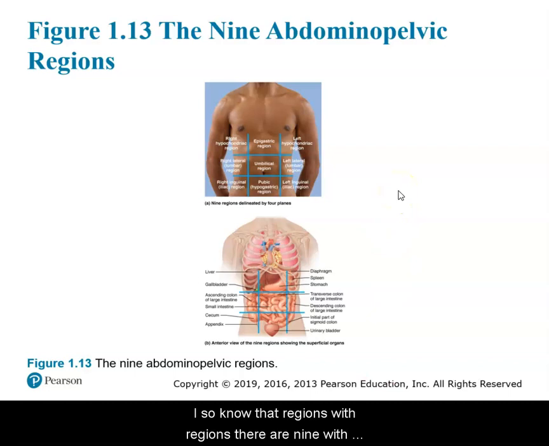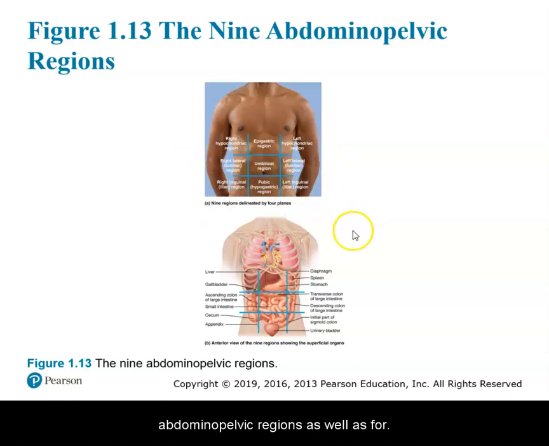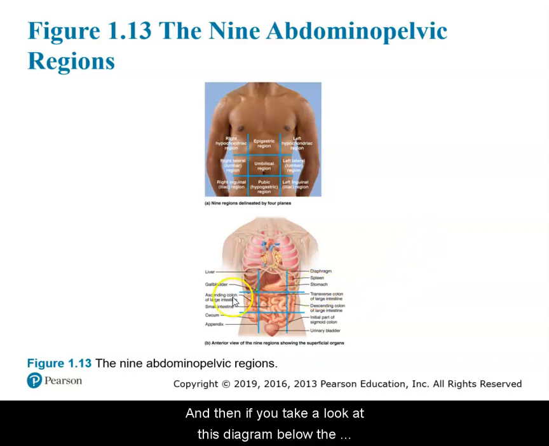Know that with regions, there are nine. With quadrants, as the name implies, there are four. So you should be comfortable naming all nine of the abdominopelvic regions as well as the four different quadrants. And if you take a look at this diagram below the picture, you can see the specific organs located within each region.